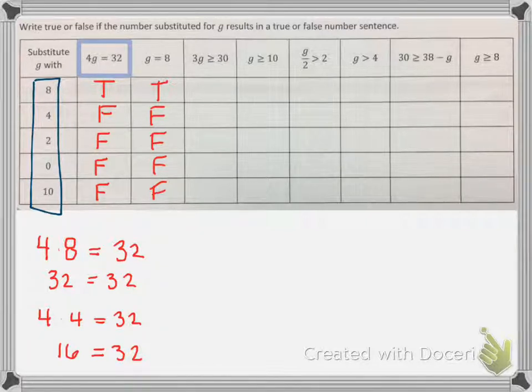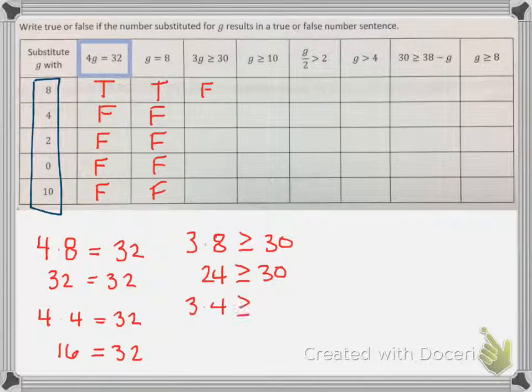Let's see, if I put an 8 in, I get 3 times 8 is greater than or equal to 30. And 3 times 8 is 24. So 24 is greater than or equal to 30. And that is a false statement. Put a 4 in. 3 times 4 is greater than or equal to 30. Well, 3 times 4 is 12. 12 is greater than or equal to 30 is a false statement.